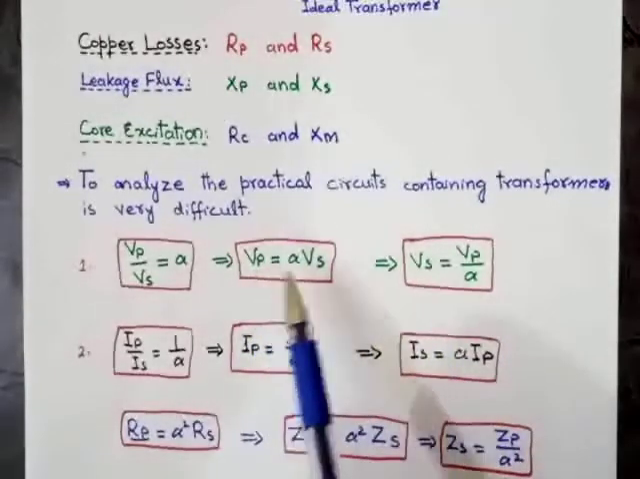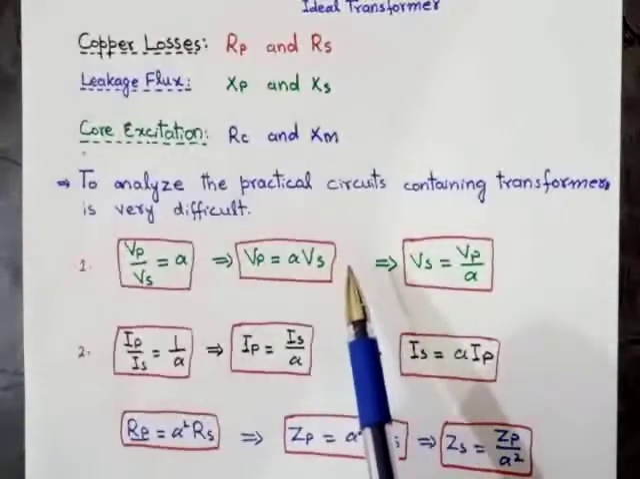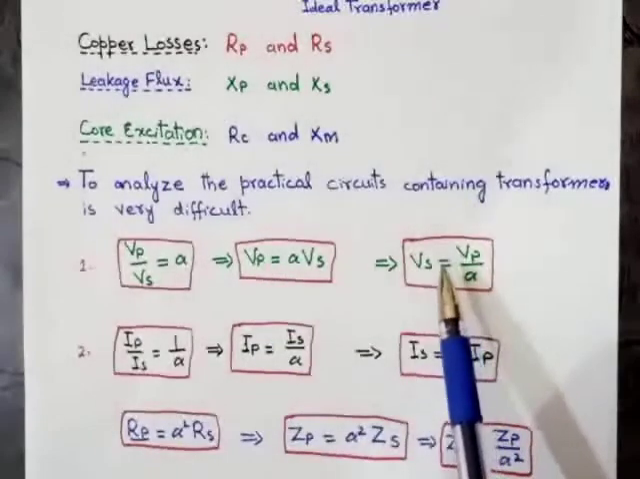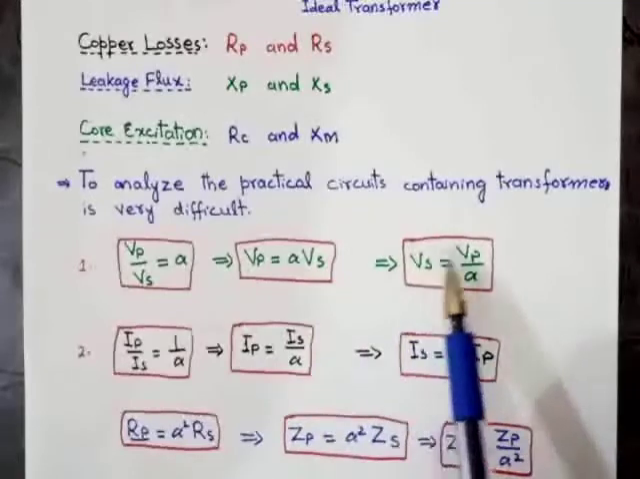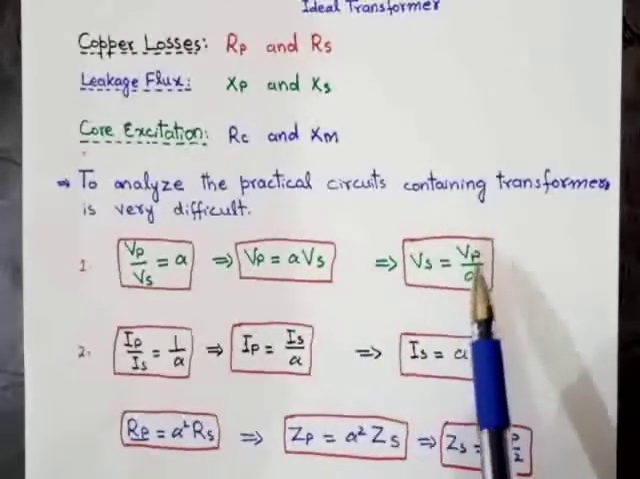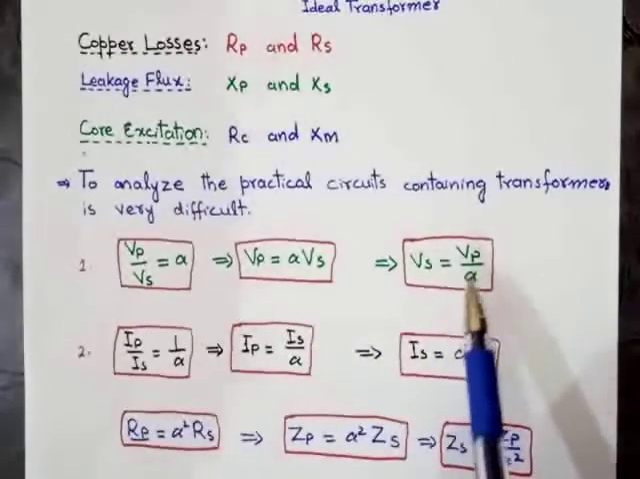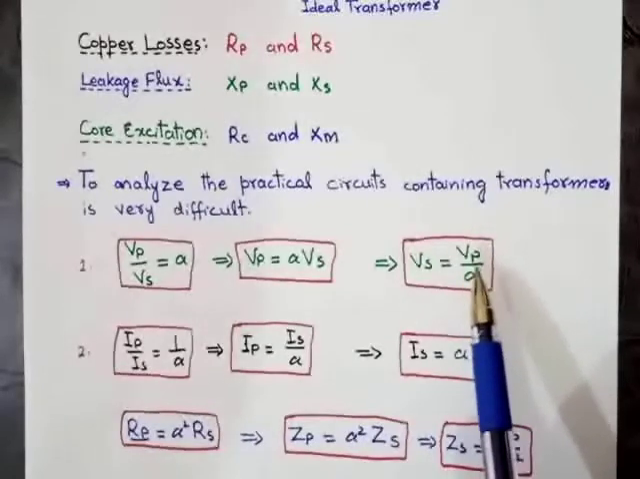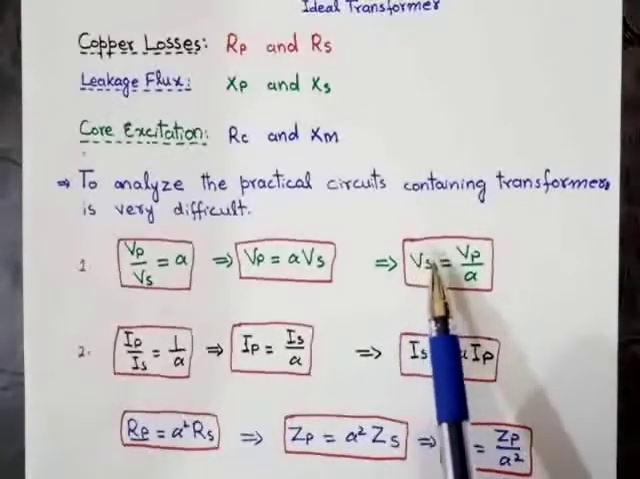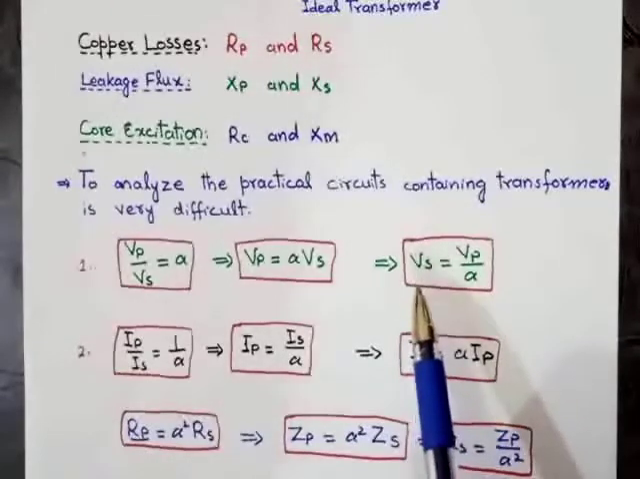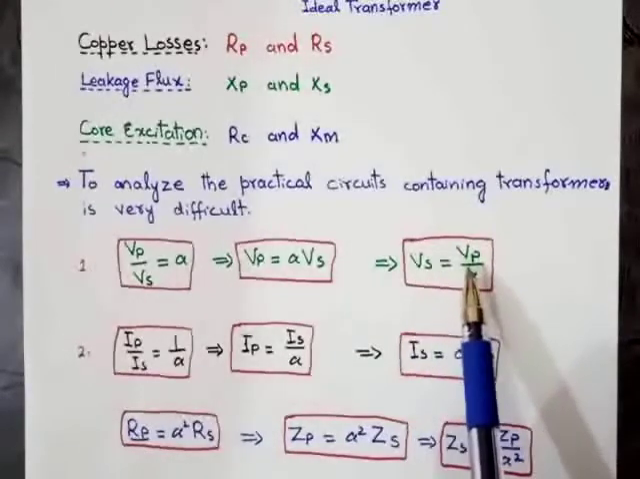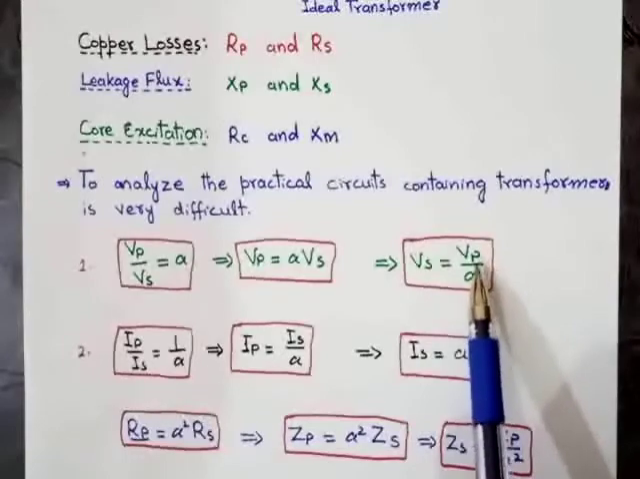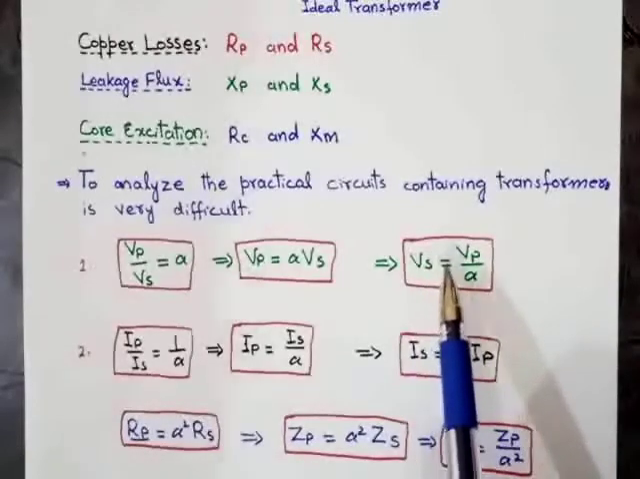And if we want to convert the primary voltage source into the secondary voltage source, then the value of Vs will be equal to Vp over A. If we divide the primary voltage by the turn ratio, then we get the secondary voltage. By using this equation, we can convert the primary voltage source into the secondary voltage source.